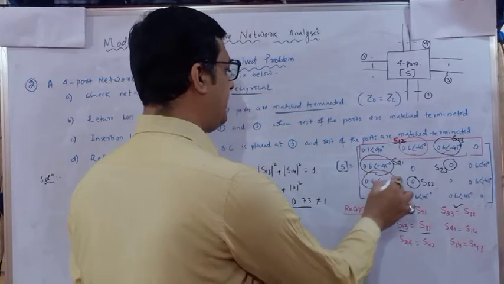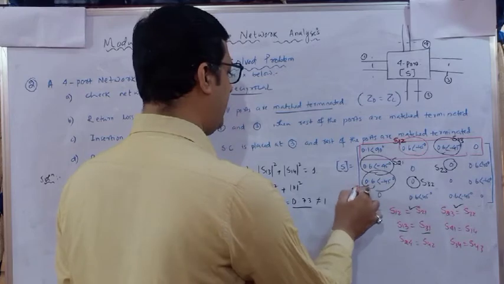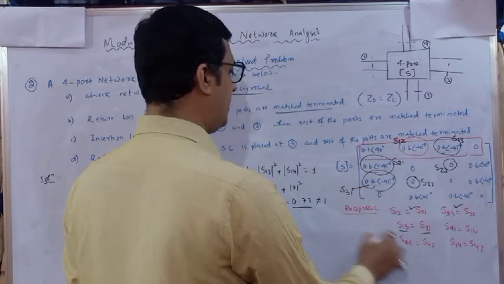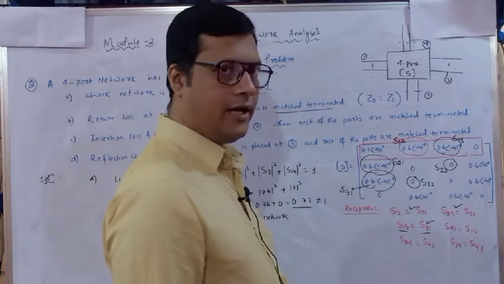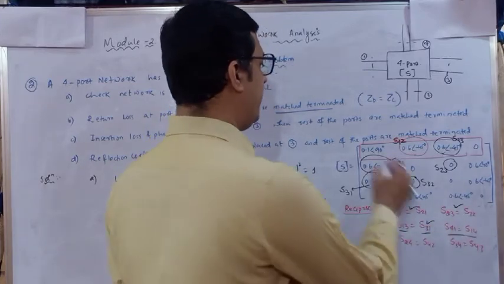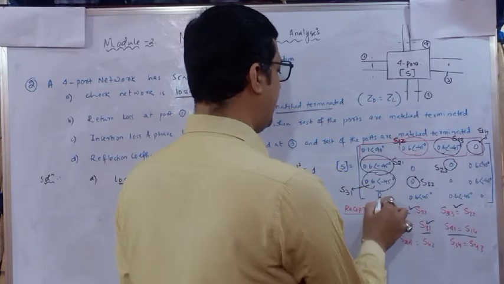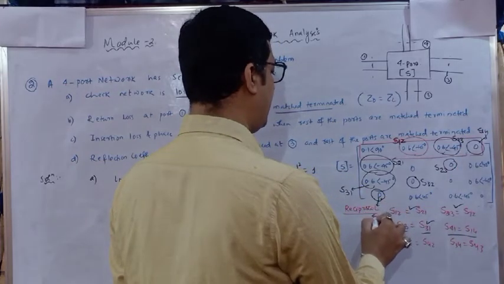And here also it is the same, 0.6 angle minus 45 degrees. So it is S31. So it is also satisfied. Okay. Similarly, S41 is equal to S14. S14 is how much? It is 0. And here also it is 0. So here I will write S41.